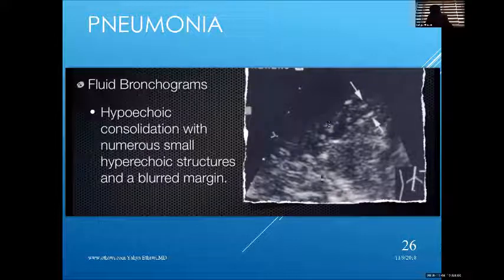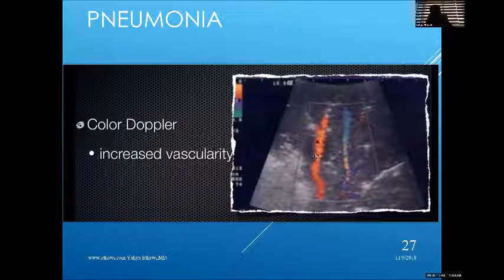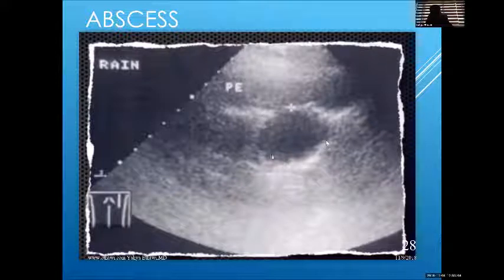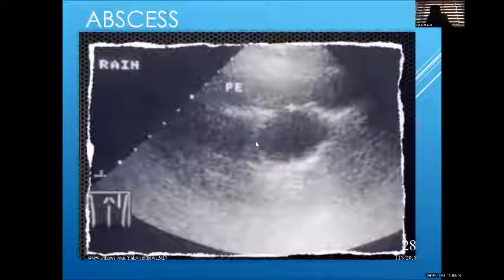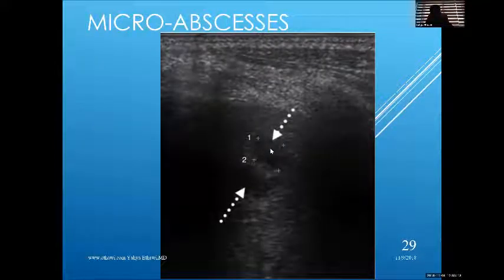In more severe cases, blood vessels appear alive, but there are no blood vessels: hepatization of the lung tissue. Abscess: the difference is less air bronchogram within the hypoechoic area, and some kind of encapsulation of the diseased area. We can see very small lesions on the ultrasound. You can see here there is a hypoechoic area with no air bronchogram inside. Looks like an abscess, looks like a micro-abscess, very small, 1 millimeter.